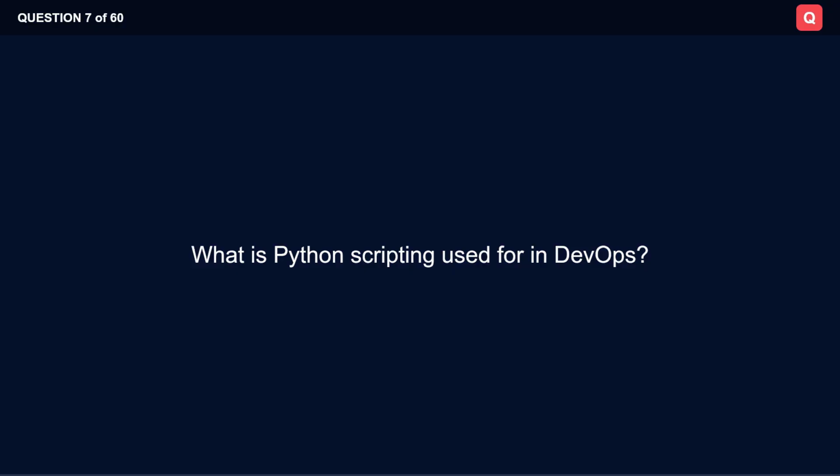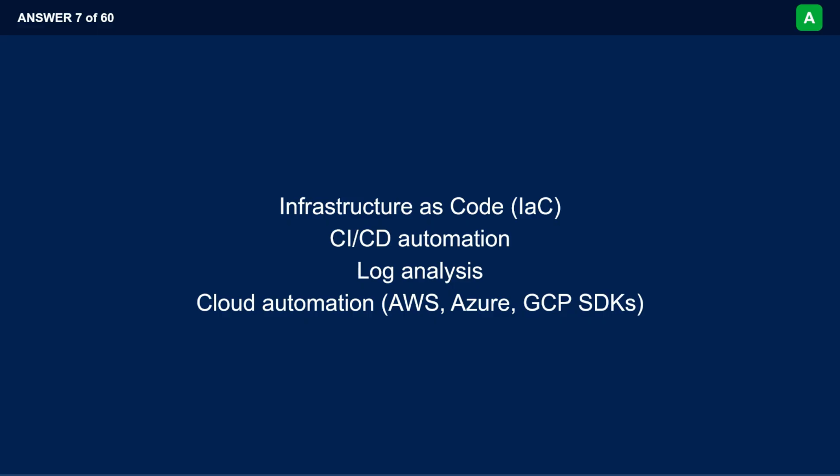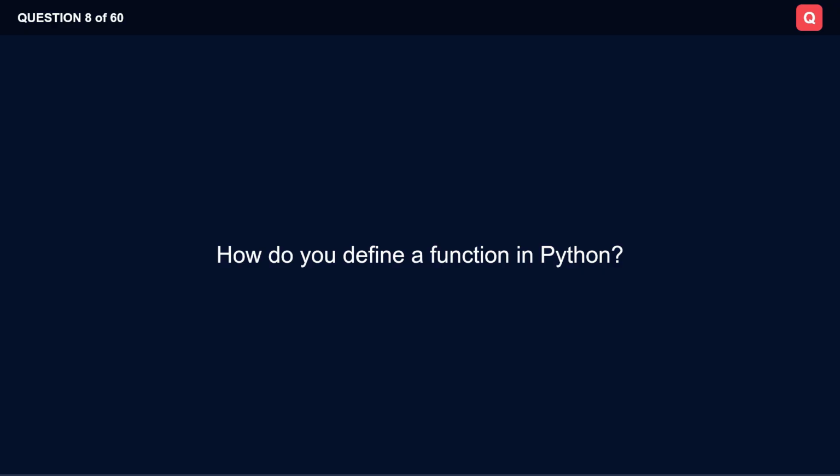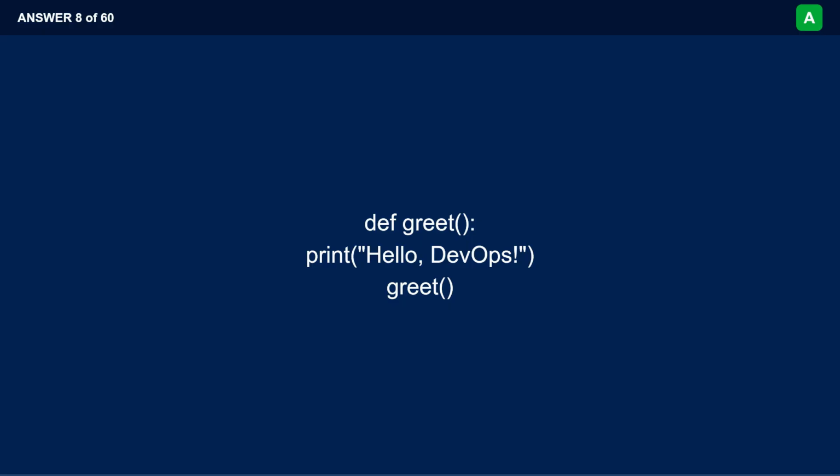What is Python scripting used for in DevOps? Infrastructure as code, CI/CD automation, log analysis, cloud automation, and AWS, Azure, GCP SDKs. How do you define a function in Python? def greet(): print("Hello DevOps"); greet().